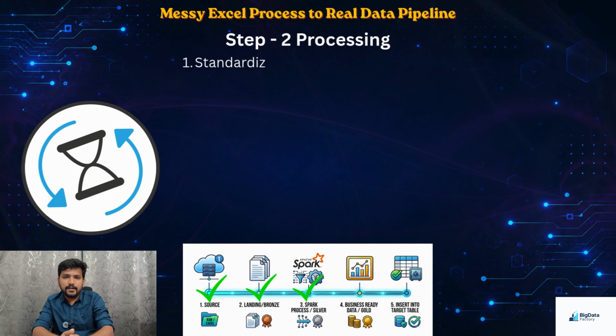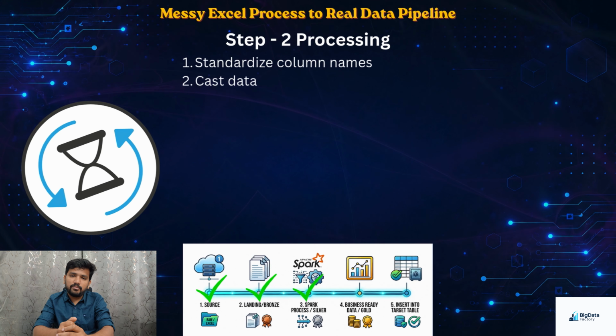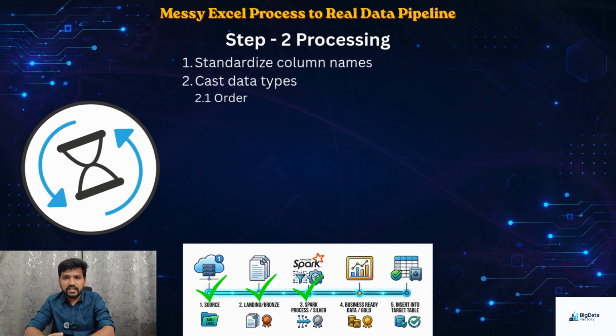That is production thinking. Now Spark comes in. The bronze data is structured enough for Spark to process. In the silver layer, we clean the data. First, standardize column names. Second, cast data types.